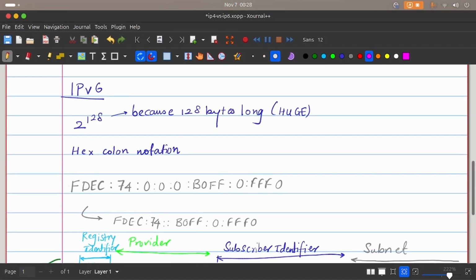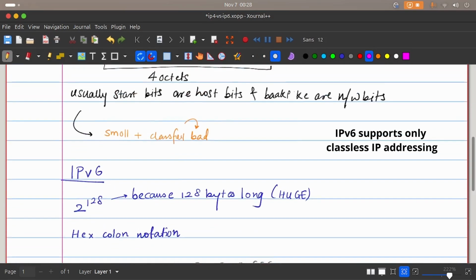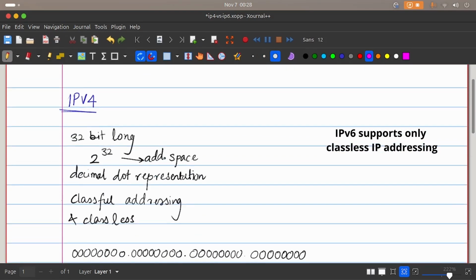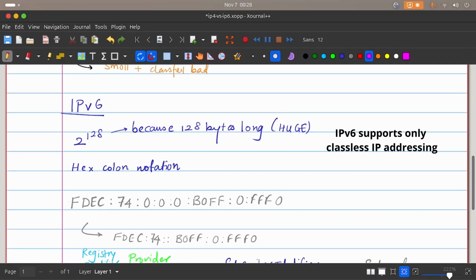IPv6 is very big compared to IPv4. IPv4 was 2 to the power 32. IPv6 has a very big address space. I don't even have the mental math capabilities to do this kind of number crunching, but it's somewhere around the 10 to the power 38 to 40 range. So it's very big.